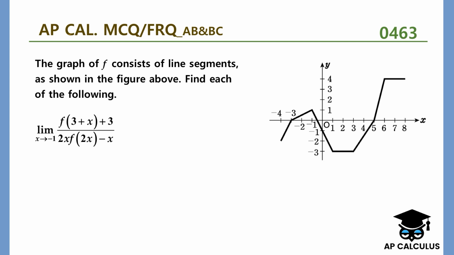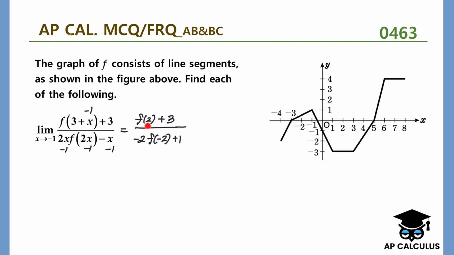Question 463. Let's find this limit right here. We're going to substitute negative 1 for x first. So that is equal to, numerator, we have f of 2 plus 3. Denominator, negative 2 times f of negative 2. Negative times negative, positive, right? So plus 1 here.